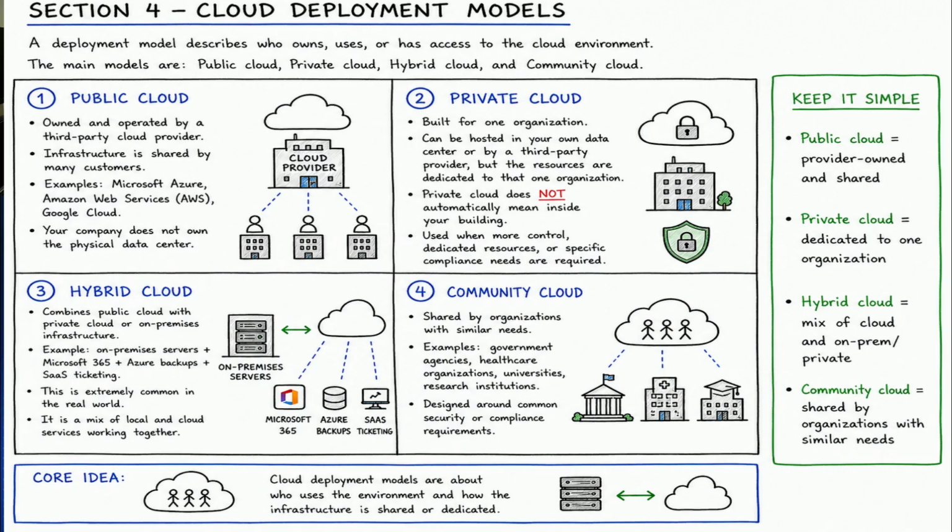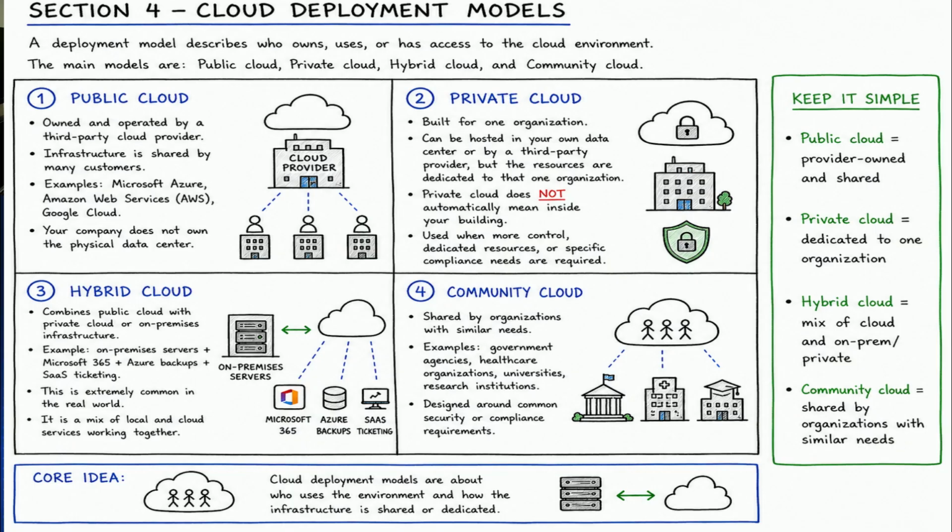Now let's talk about cloud deployment models. A deployment model describes who owns, uses, or has access to the cloud environment. There are 4 main models. There is public cloud, private cloud, hybrid cloud, and community cloud. A public cloud is owned and operated by third-party cloud providers. The provider owns the infrastructure and many customers use services from that provider. Examples include Microsoft Azure, Amazon Web Services, and Google Cloud. Your company does not own the physical data center, you are using services hosted by the cloud provider.